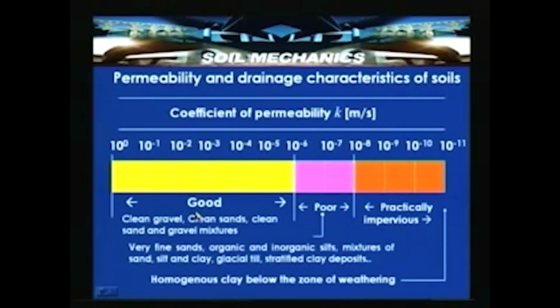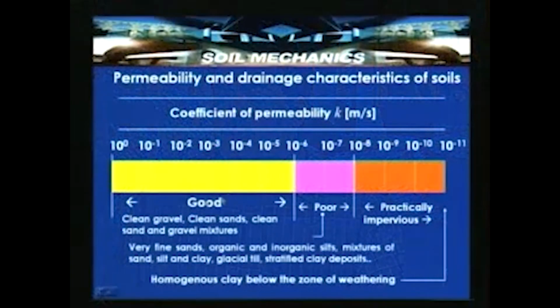For a sandy type of soil or a gravelly type of soil, the permeability is as high as 1 meter per second. For a clay type of soil, a pure or homogeneous clay, the permeability can be as low as 10 to the power of minus 11 meter per second. So, the contrasting behavior could be attributed to the soil type, which we will be discussing during the latter part of the lecture.